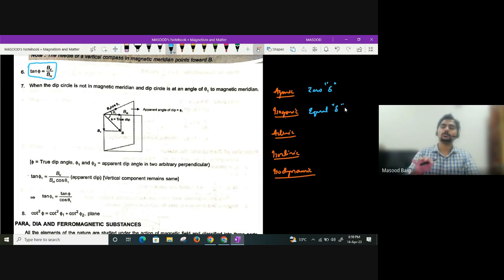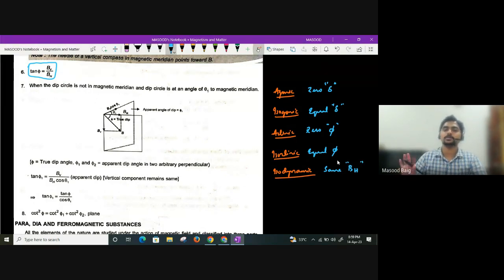Aclinic is the continuous locus of points, right? So an aclinic line, you can consider zero angle of dip, guys. All those lines which join points of zero angle of dip will be called aclinic, and all those which join points of equal angle of dip will be called isoclinic. Similarly, isodynamic lines are those lines which have the same horizontal component of Earth's magnetic field. Clear, all of you?